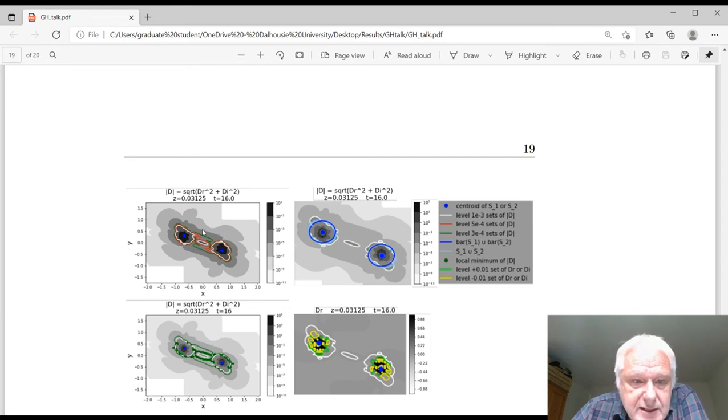You'll notice that as time increases, there are still two closed curves enveloping the black holes, but there are now sets of points in the intermediate region that are forming, giving the level sets, for example the white level sets where the absolute value of D is equal to 10 to the minus 3, this extra structure here.